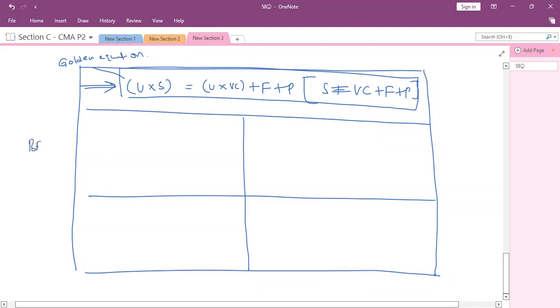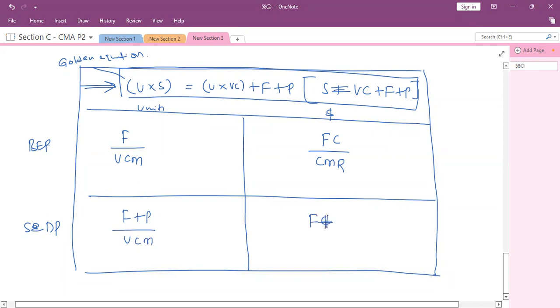So now I am discussing break-even point. This is in units, this is in dollars, this is sales required at desired profit. So break-even point is equal to fixed cost by unit contribution margin. Here, fixed cost by contribution margin ratio. Here, fixed cost plus profit by unit contribution margin. Here, fixed cost plus profit by contribution margin ratio. CMR is equal to UCM by selling price. UCM is equal to selling price minus variable cost per unit.